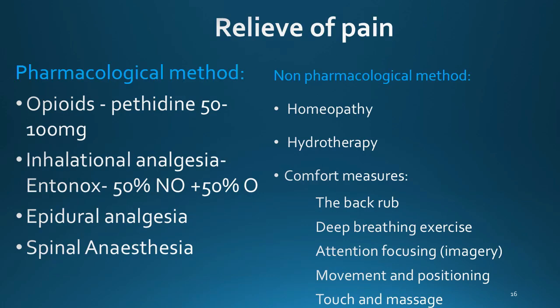Pain during labor is caused by contraction of the uterine muscle and pressure on the cervix. Therefore, relieve pain and promote comfort by different pain relieving methods, pharmacological or non-pharmacological. Commonly we use opioids such as pethidine 50 to 100 milligrams, or Entonox. Entonox means 50% nitrous oxide plus 50% oxygen. We can also use epidural anesthesia or spinal anesthesia as pharmacological methods.